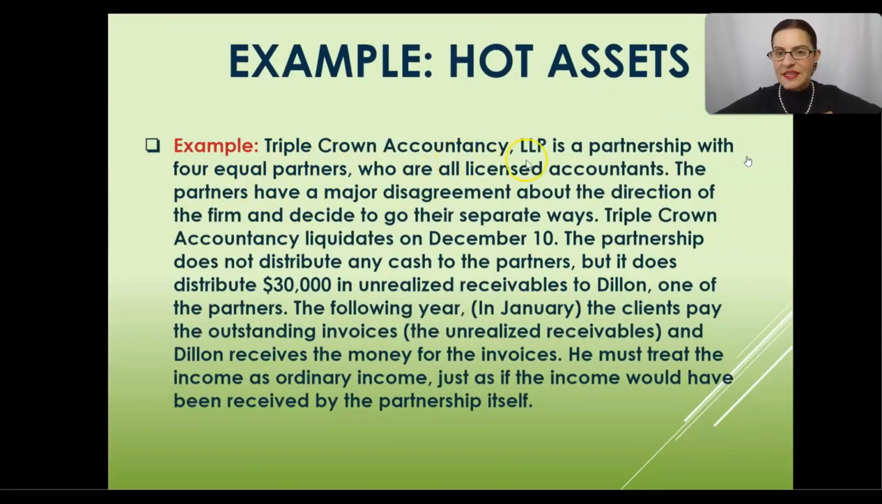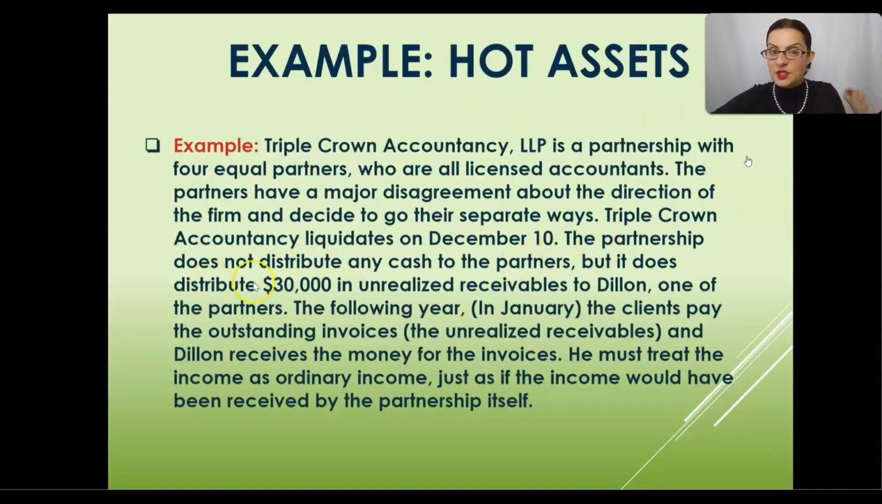Triple Crown Accountancy, LLP, is a partnership with 4 equal partners who are all licensed accountants. So this is an accounting firm, and there's 4 partners, okay? The partners have a major disagreement about the direction of the firm and decide to go their separate ways. Triple Crown Accountancy liquidates on December 10th. So this LLP is dissolved. The partners decide to just dissolve the business, and they're going to receive liquidating distributions, okay?